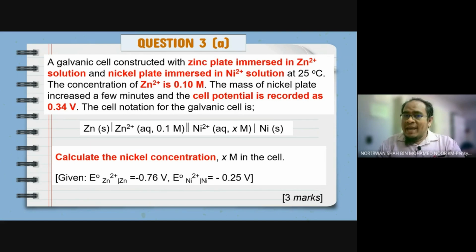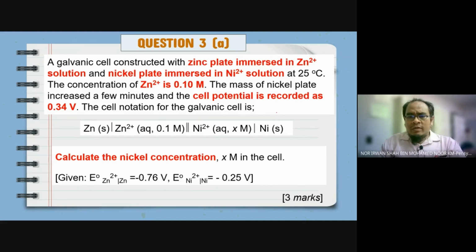Like any other galvanic cell, of course, the first thing we need to know between these two half cells is which one is the anode, which one is the cathode, which one is the anode compartment, which one is the cathode compartment. And in this question, we are given some clues. First, we are given the cell notation. If you look at the cell notation below, the cell notation for this galvanic cell is given here.